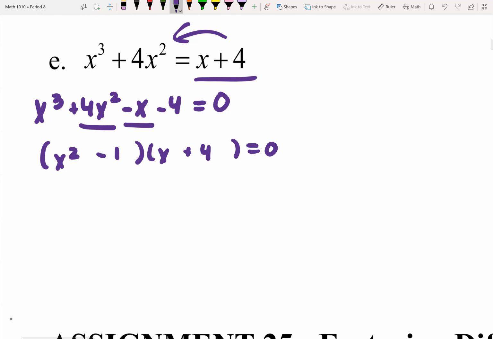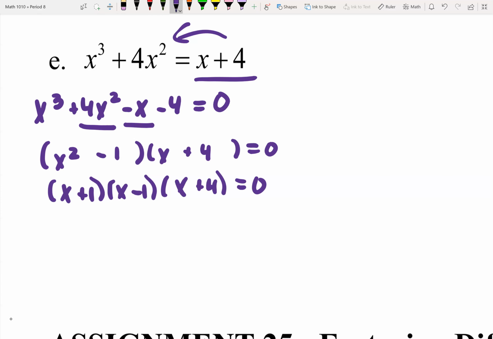Okay, the x squared minus 1 is not factored completely. So that's the difference of squares. X plus 1 times x minus 1. You still have the x plus 4. No incomplete sentences, so put your equals 0. So your answers are x equals negative 1, positive 1, and negative 4.